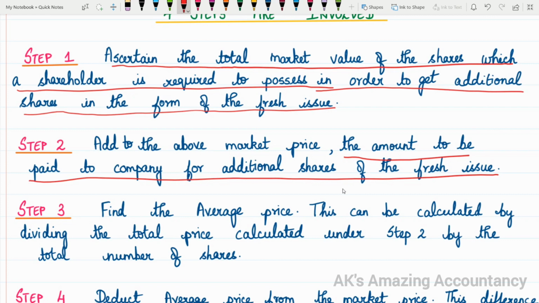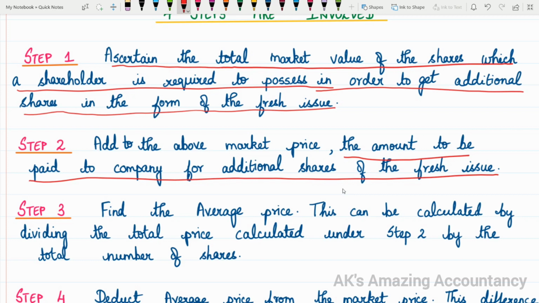You'll be able to understand all this better when I solve a simple problem, which I'll be doing after explaining these steps. So step 1 is finding out the market value of the shares which a shareholder is required to possess in order to get additional shares in the form of fresh issue. Step 2 is, with the market price calculated as per step 1, add the amount to be paid to the company for the additional shares, that is for the right shares.